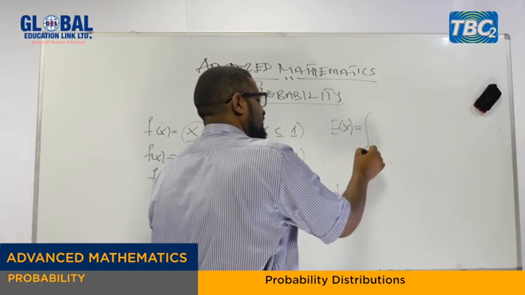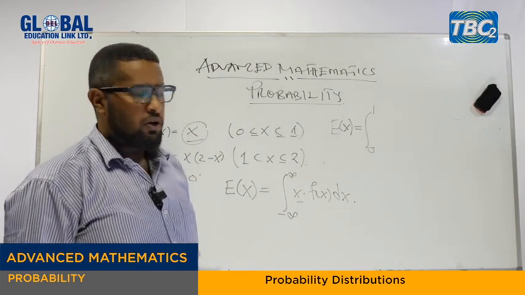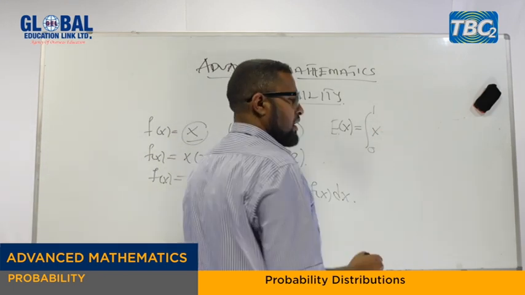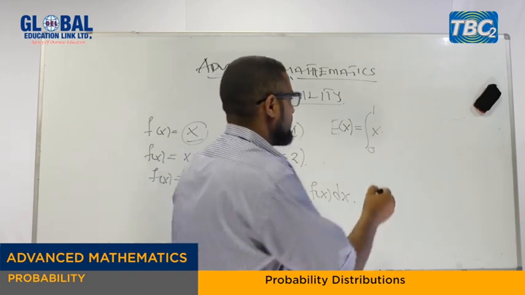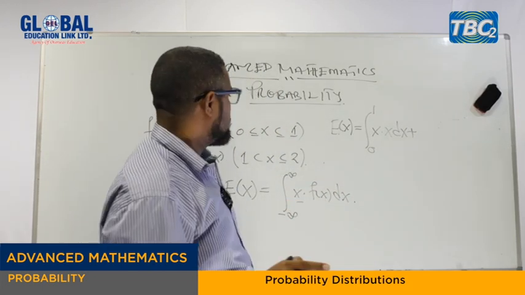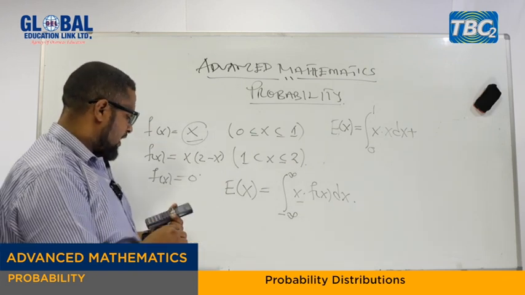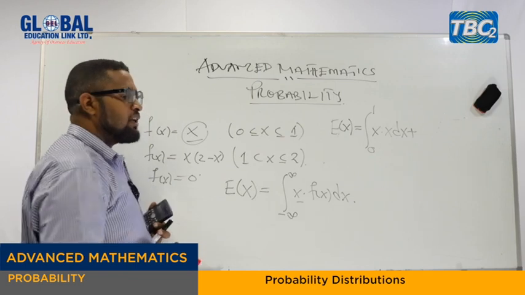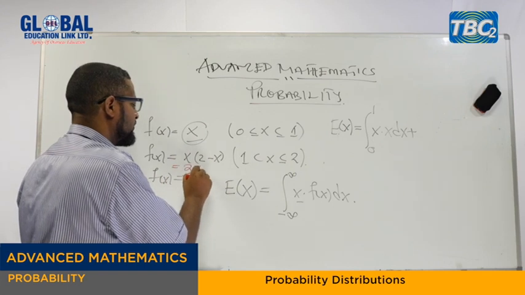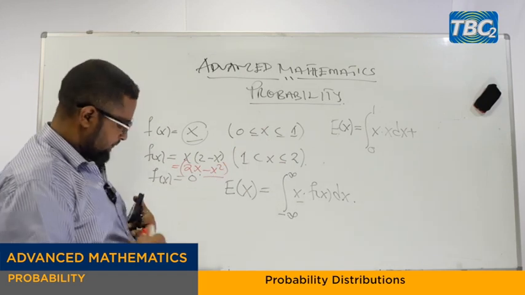So number 1 is the integral from 0 to 1, of which function now? Of the function x. So the function is x, but you have another x that is from the formula: x, then dx. We plus the second function, which is x times the bracket 2 minus x. If you simplify the function before using the integral sign, the function becomes 2x minus x squared.